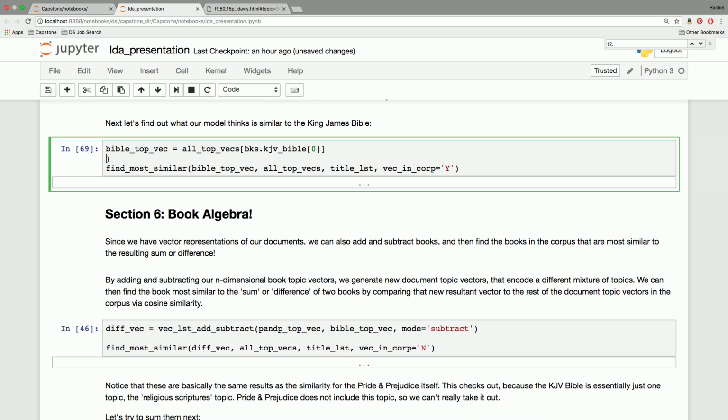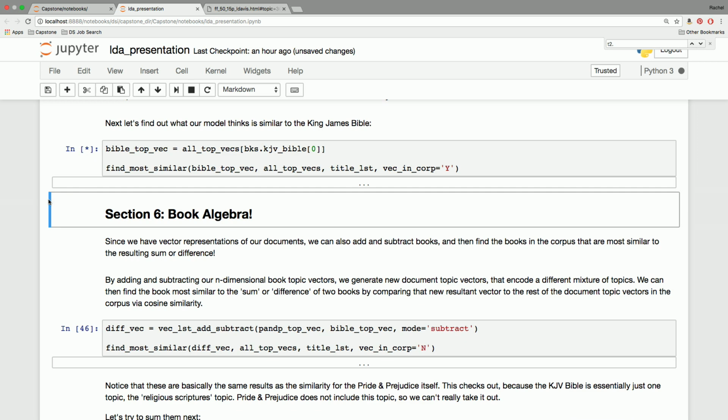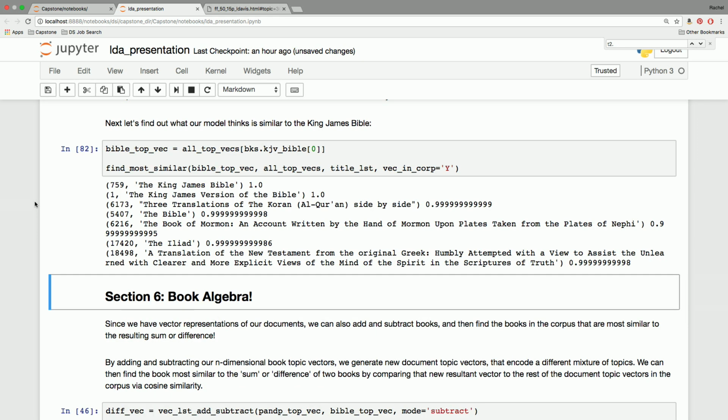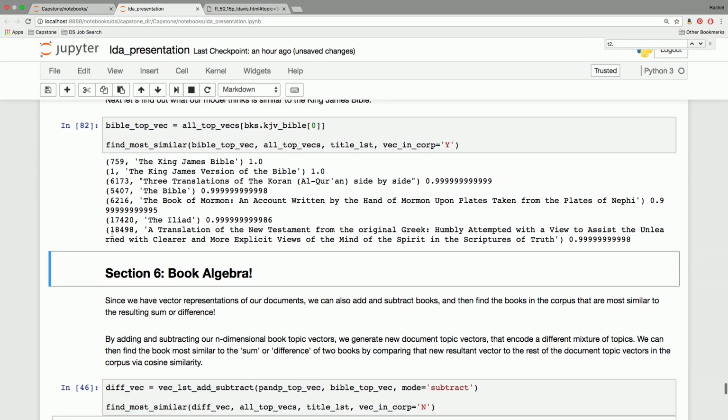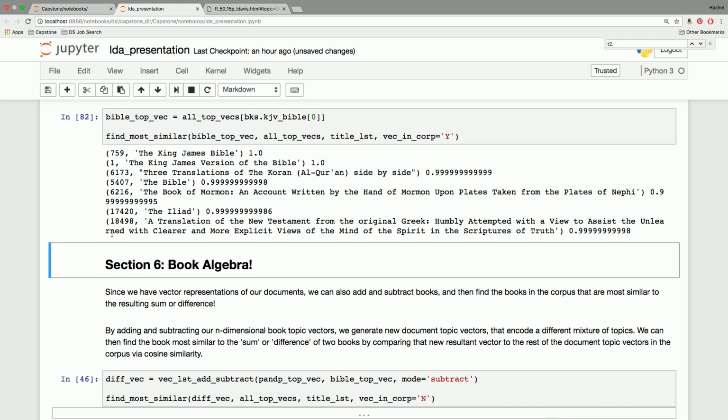So let's do another example of that similarity, coming back to our King James Bible. And this one is perhaps even more interesting, and not trying to make any statements or take this to any place of discussion, but documents that our topic model thinks are similar to the King James Bible are, again, duplicates of the King James Bible, but also the Quran and other translations of the Bible, the Book of Mormon.